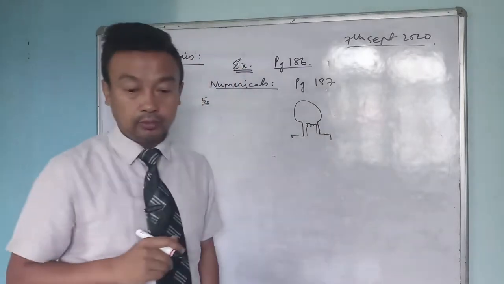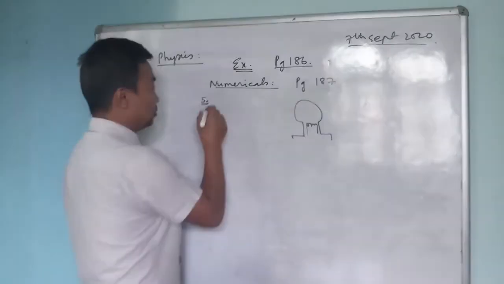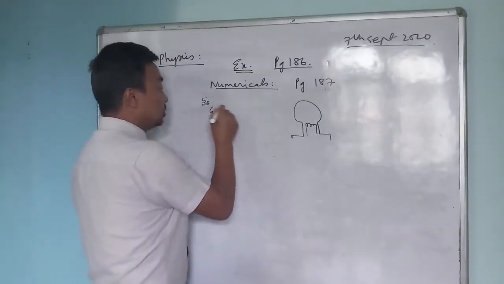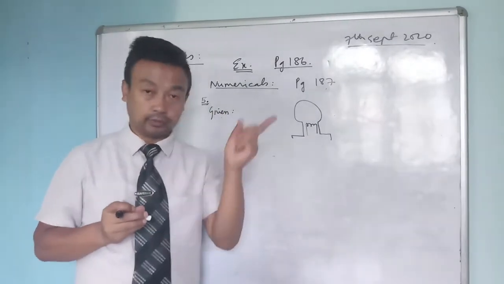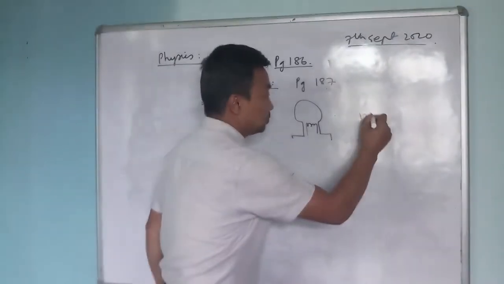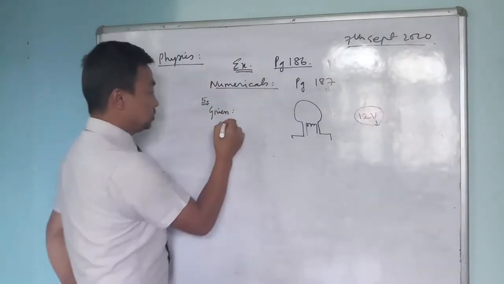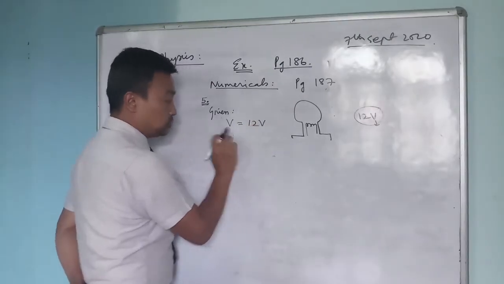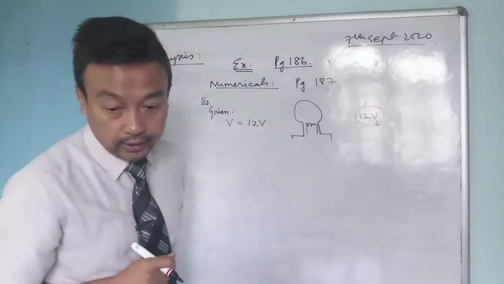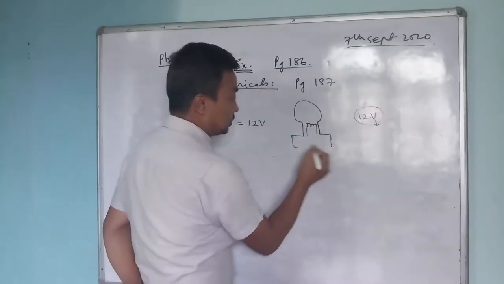A car bulb is connected to a 12 volt battery. So given 12 volt. If you do not know what that 12 volt is, look at the unit. Volt means it is potential difference, and the potential difference is given by V. The unit and the symbol are the same. When glowing, it draws the current. When it is connected to a circuit, it draws the current.